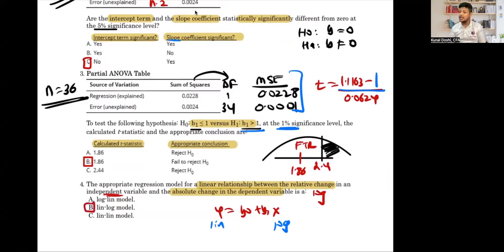What is lin log? Lin log means linear change in Y to log change in X, which is linear means absolute. Absolute change in Y to relative change in X. X is independent and Y is dependent. Okay, it sounds confusing. Always write down the equation and see what they've told. When they say relative, I use log for X. When they say absolute for dependent, I use lin. That is called lin log model.